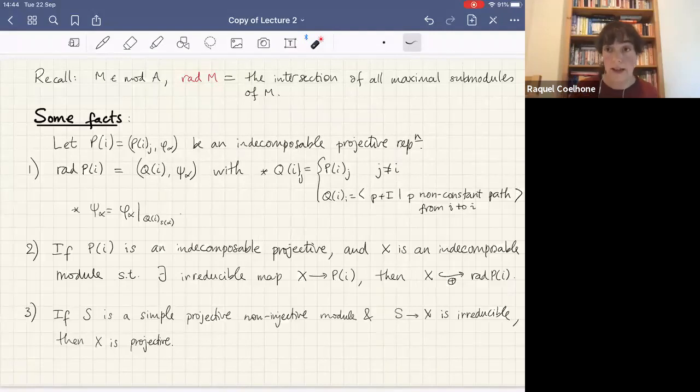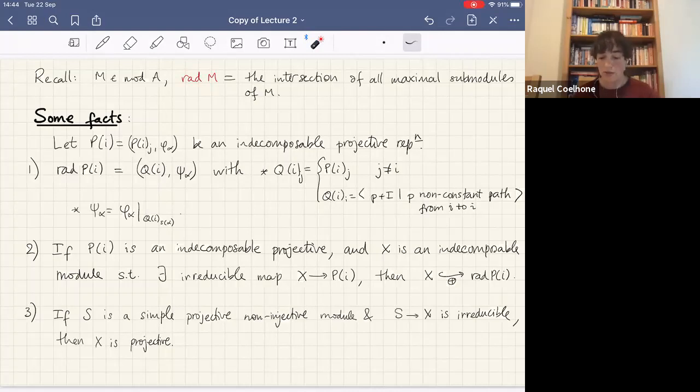I said this before, but it's nice to see it written. So what is a radical? Just to remind you, let M be a module. The radical is the intersection of all maximal submodules of M. As we said, if we want to look at the irreducibles ending at projectives, we have to look at the radical to check the start of that irreducible morphism. And it's actually quite easy to compute radicals, especially of these projectives.